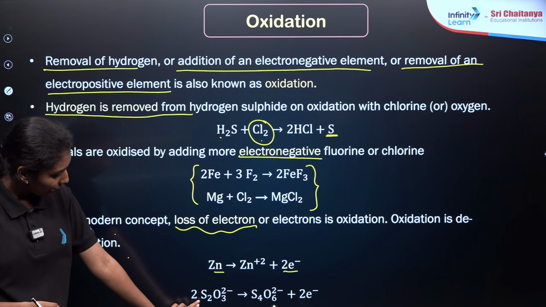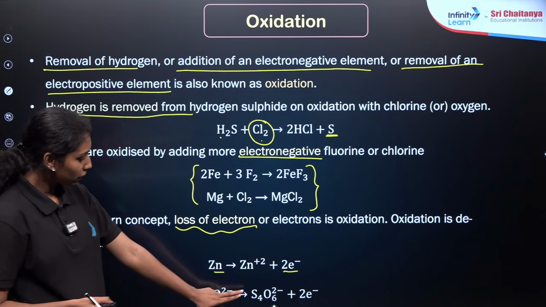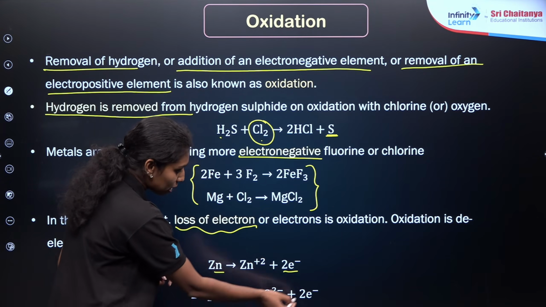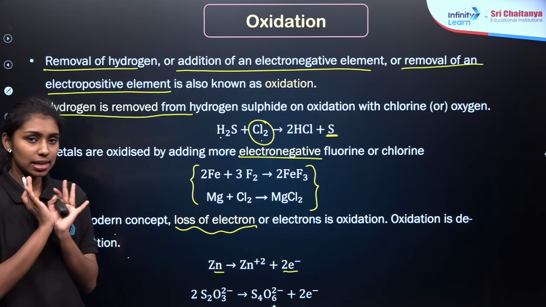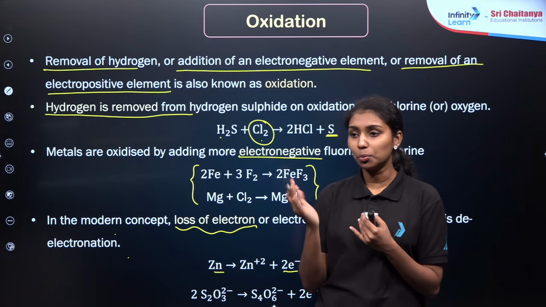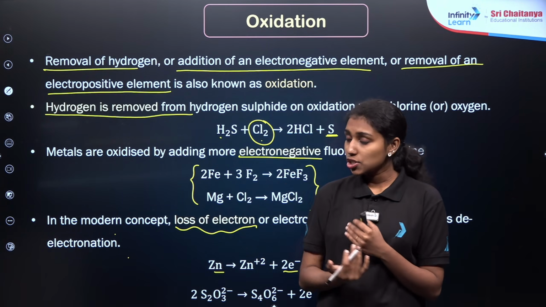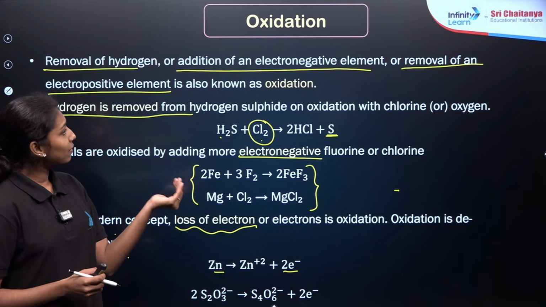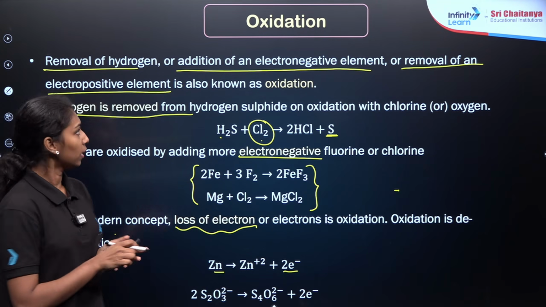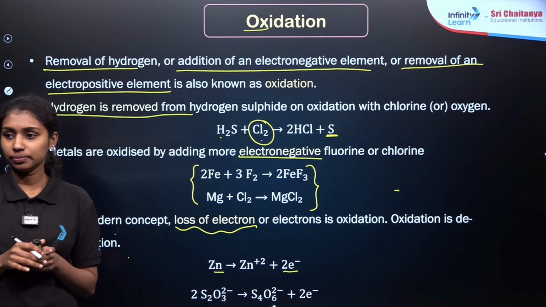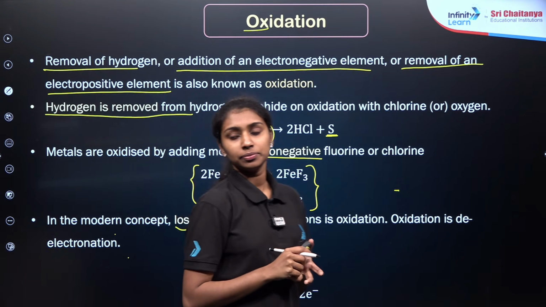Then in the case of S2O3 2-, what are you observing here? S2O3 2- is changing to S4O6 2- by losing 2 electrons. So these are the major concepts behind the explanation of oxidation, right? Removal of hydrogen, addition of an electronegative element, removal of an electropositive element, or the addition of oxygen. We can just remember: oxidation, we are adding oxygen. Is that clear?